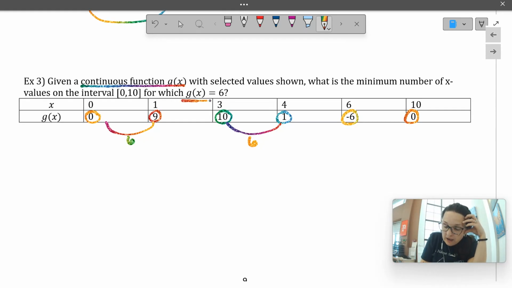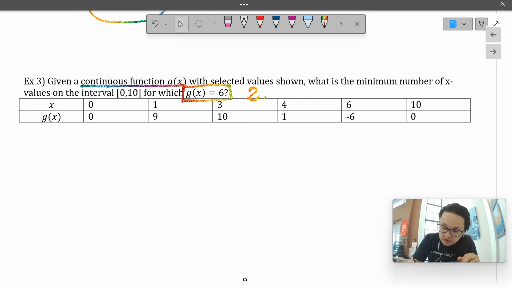So how many times does g of x need to equal 6? At least 2. Now, could it be more than 2? Totally, but it doesn't have to be. And for those of you who are still unclear, let's graph this one also.